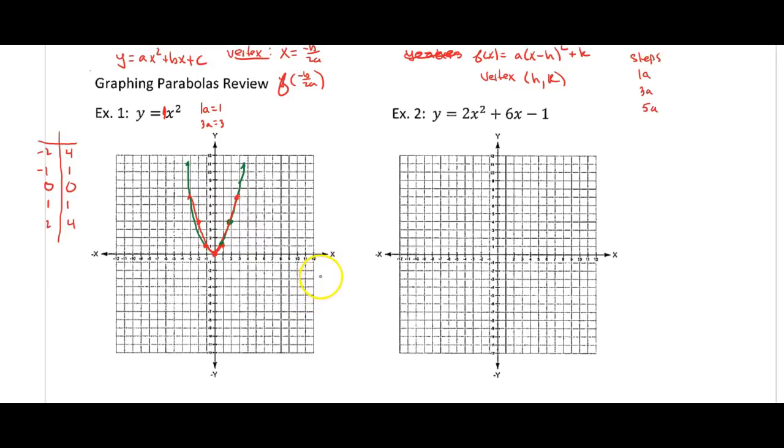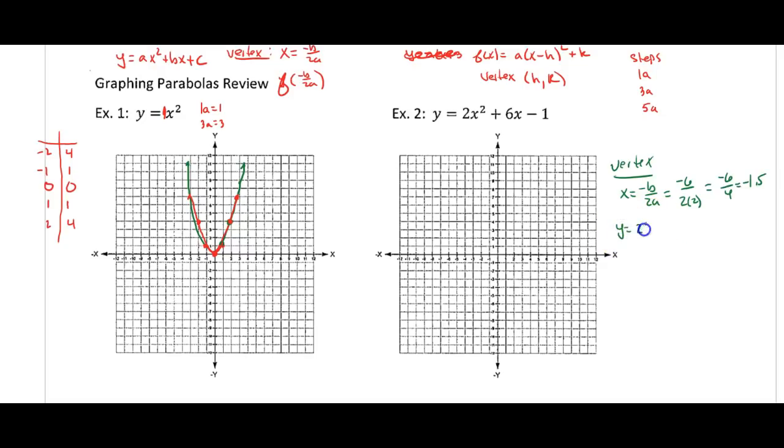So example 2 now. To find the vertex, the first thing I'm going to do is find the x value by doing the opposite of b over 2a. So if b is 6, the opposite of 6 is -6 over 2 times 2, which gives me -6 over 4, which is -1.5. Now I have to plug x in to find y.